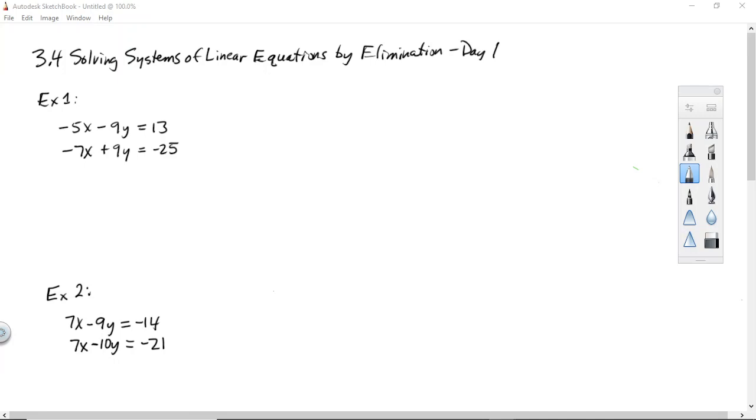Today we're going to look at another method for solving systems of linear equations. We've already looked at solving them by graphing, and we've seen solving them by substitution. Today we're looking at solving systems of linear equations by elimination. So let's look at this example.